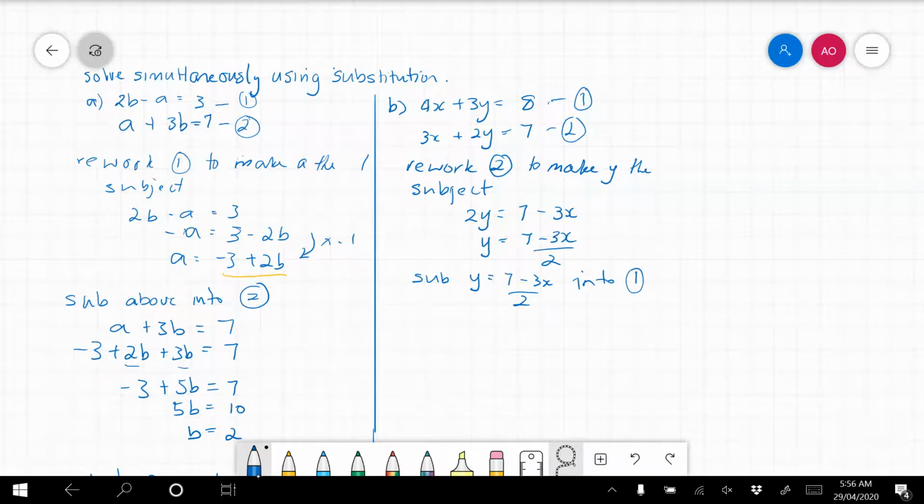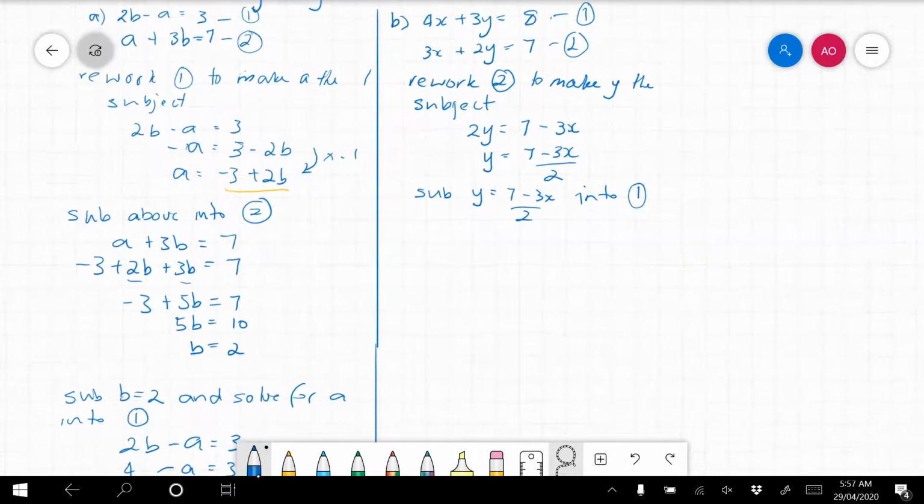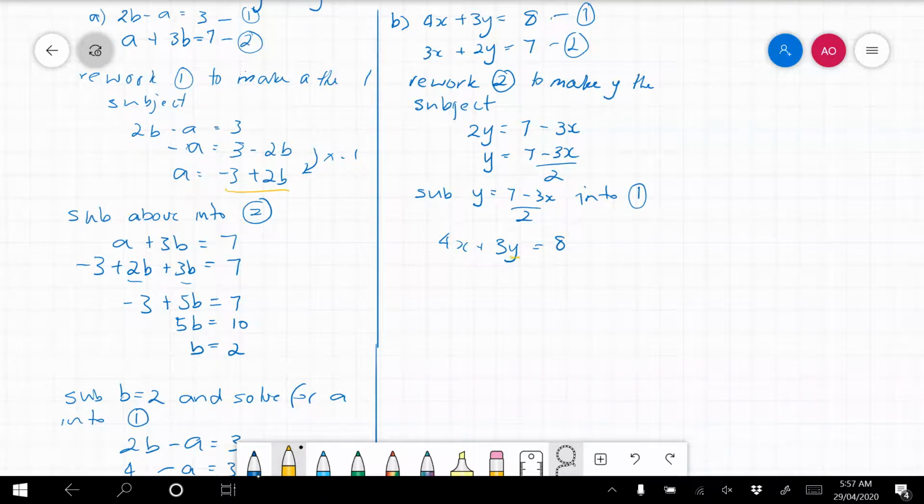Alright, just doing a little slide so I don't run out of room in this next step. So equation 1 is 4x plus 3y is equal to 8. Now, everywhere there is a y, I'm going to substitute in this element. So let's go. 4x plus 3 lots of 7 minus 3x over 2, and that's all equal to 8.